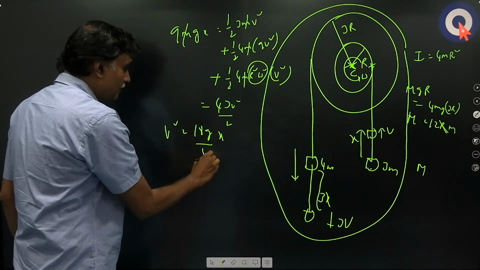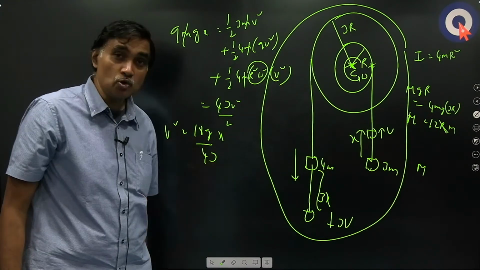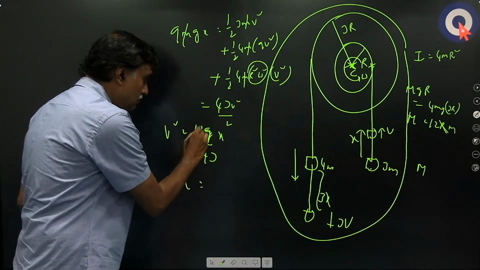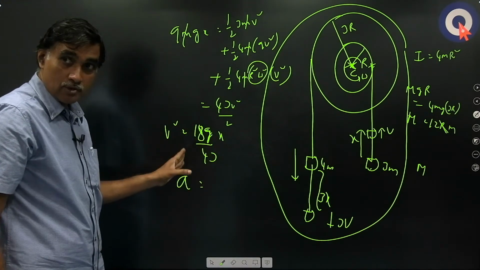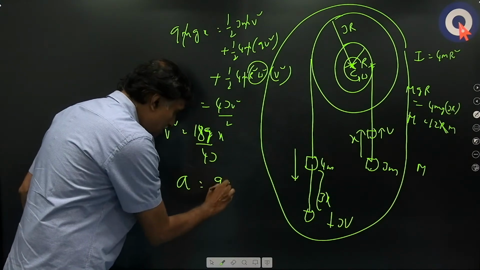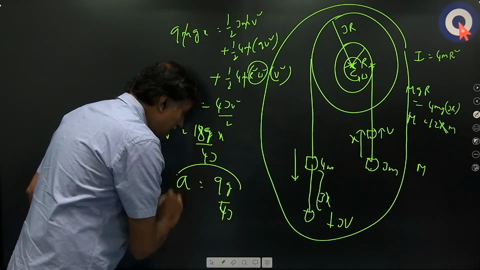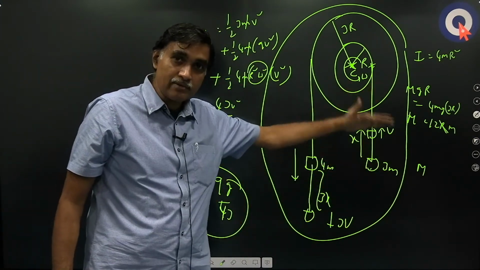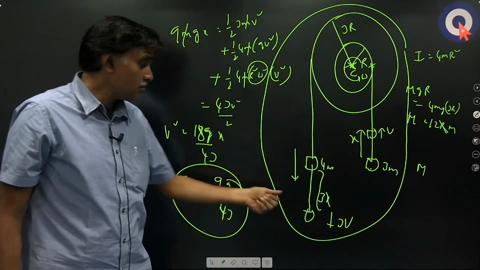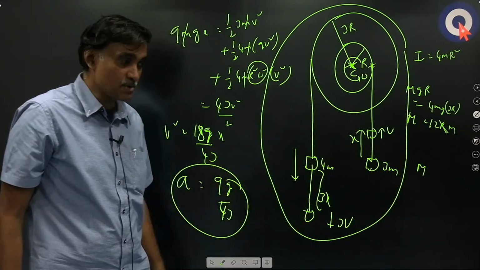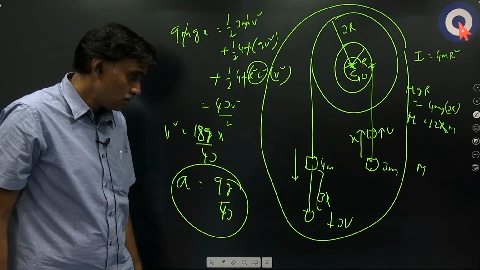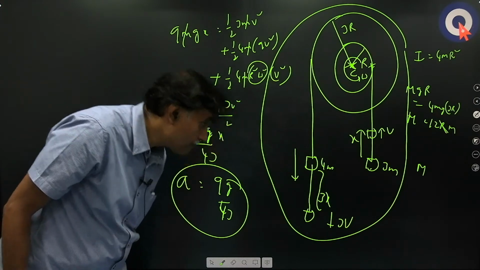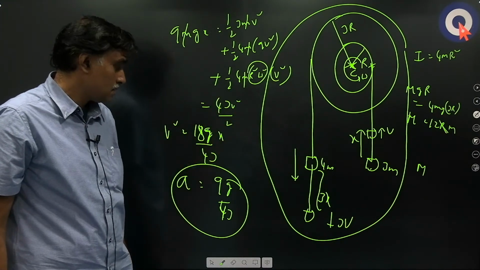18gx by 43. If I compare this with v square equal to 2ax, what is the acceleration? This is 2a. Okay. So what is the acceleration? Is this by 2. So that is 9g by 40. So that is the acceleration of this block. Because I have assumed it moves by x, it acquires a velocity v. At the same instant, what will be its acceleration? Triple, 3 times. Followed?